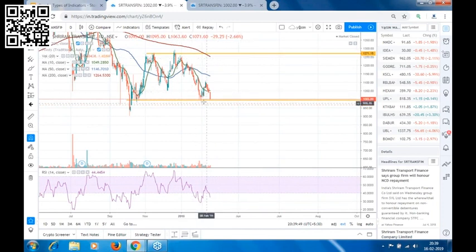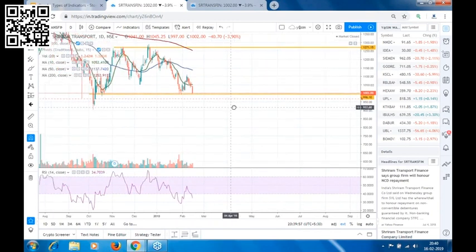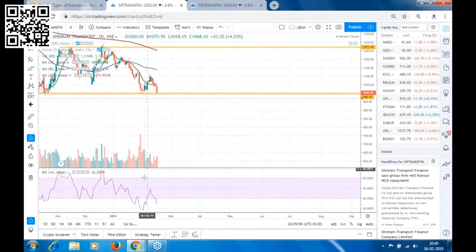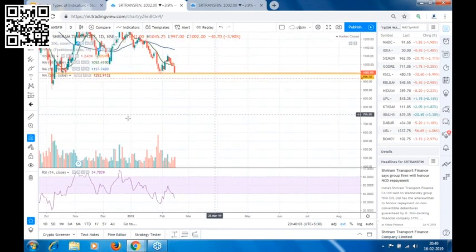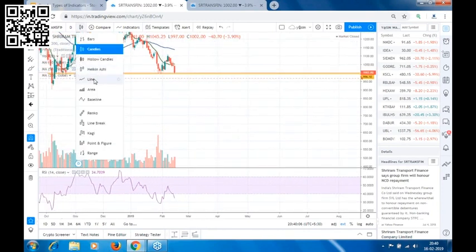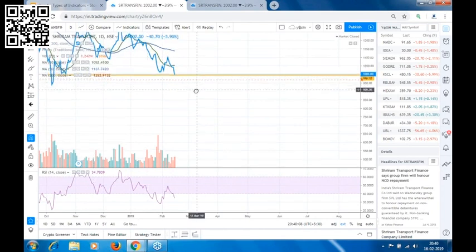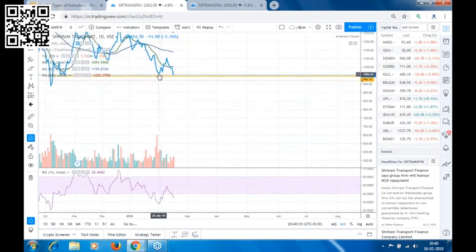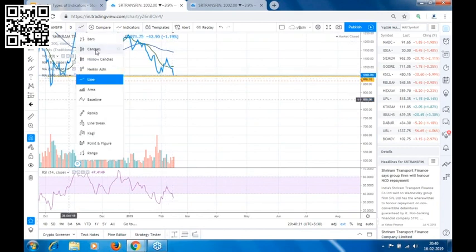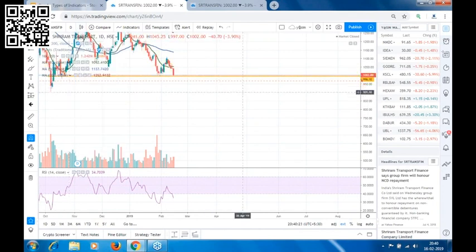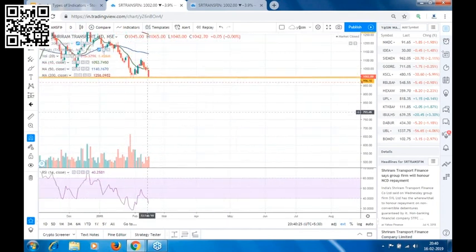So right now SR Transfin is at the bottom of the range, and seeing the candle, it is a bearish candle. RSI is below 40. Let's check the divergence. So let's see what happens on Monday.